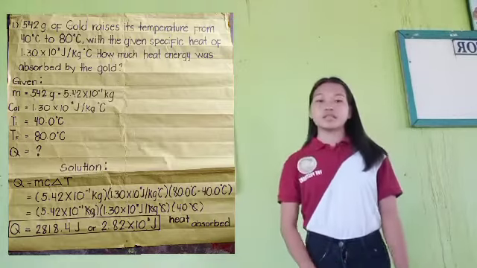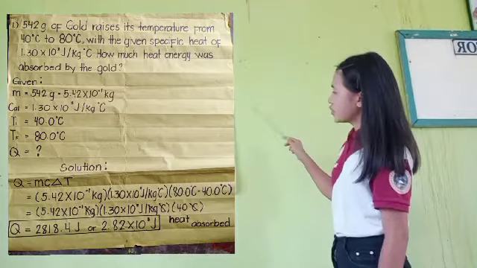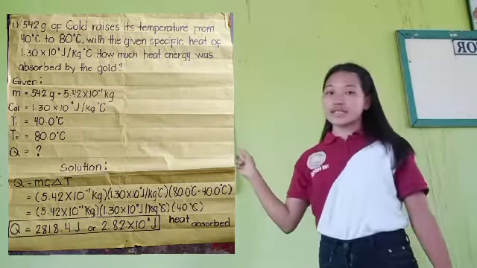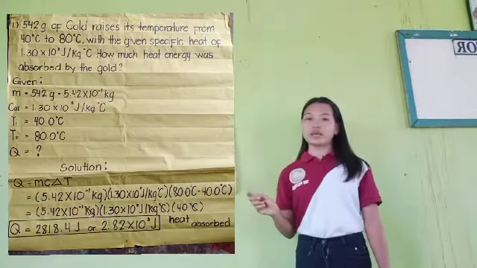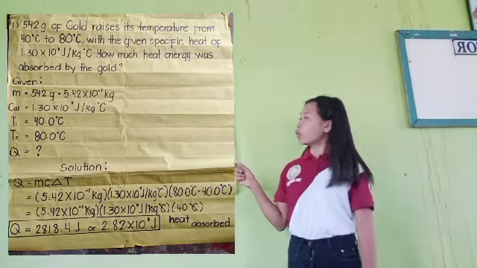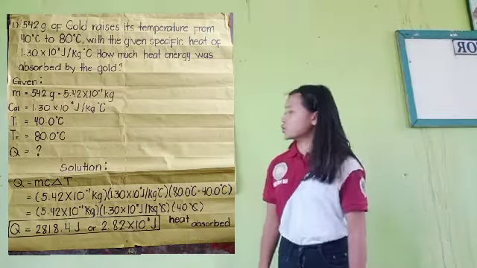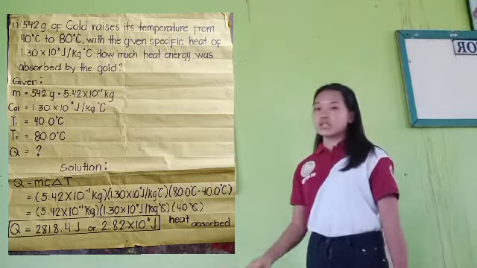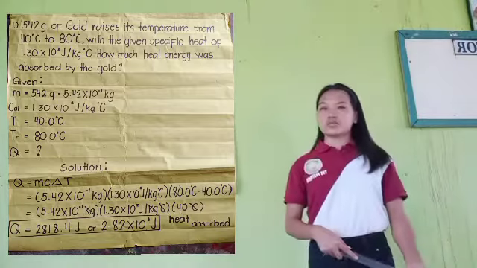So first step, let us look for its givens first. The givens are the mass, which is 542 grams, equivalent to 5.42 times 10 to the power of negative 1 kilograms; its specific heat, 1.30 times 10 to the power of 2 joules per kilogram degree Celsius; its initial temperature, which is 40 degrees Celsius; and the final temperature, 80 degrees Celsius.